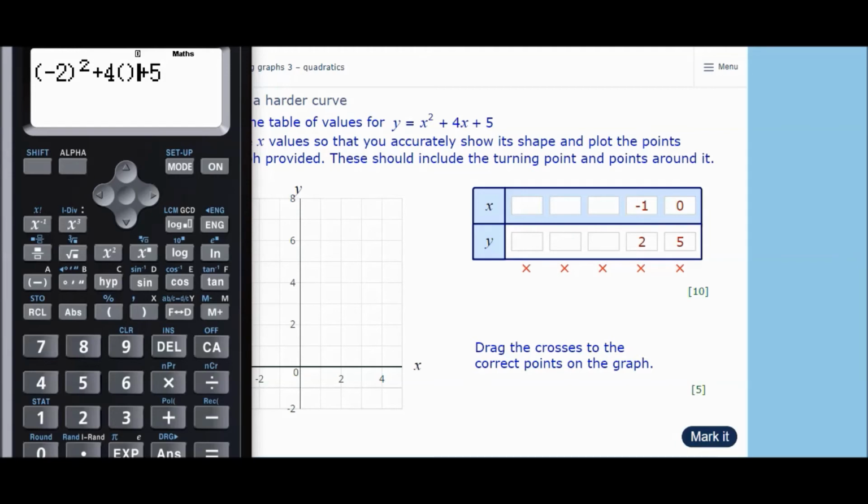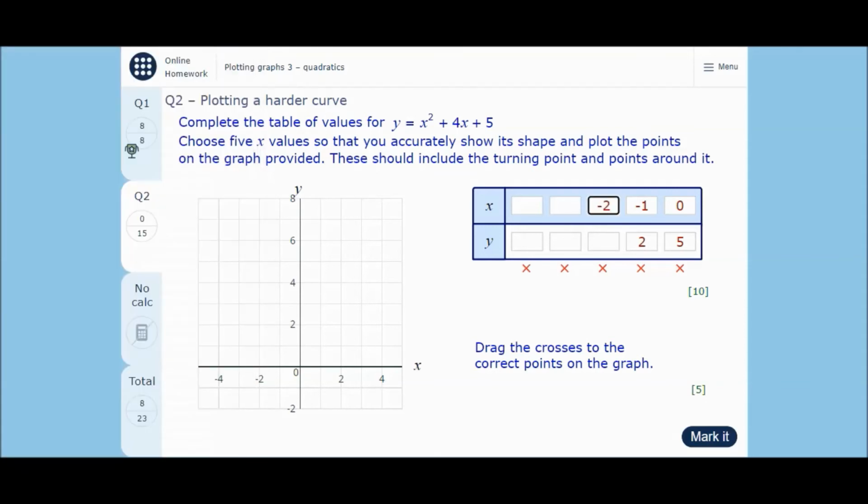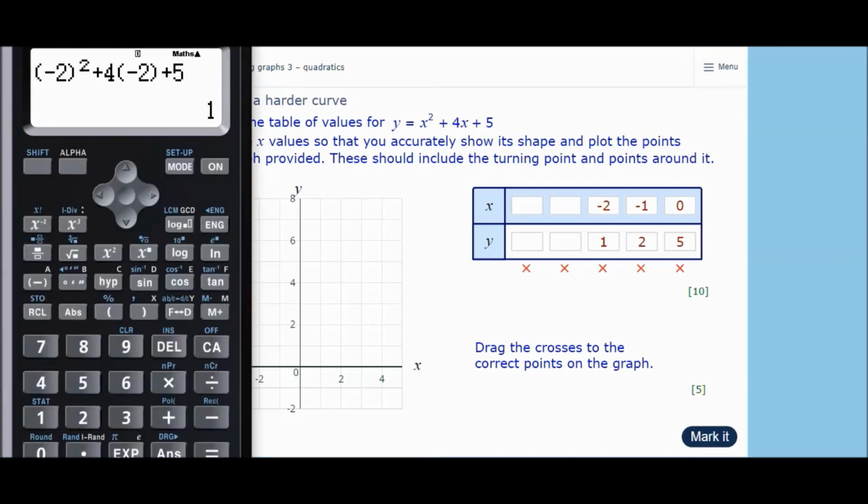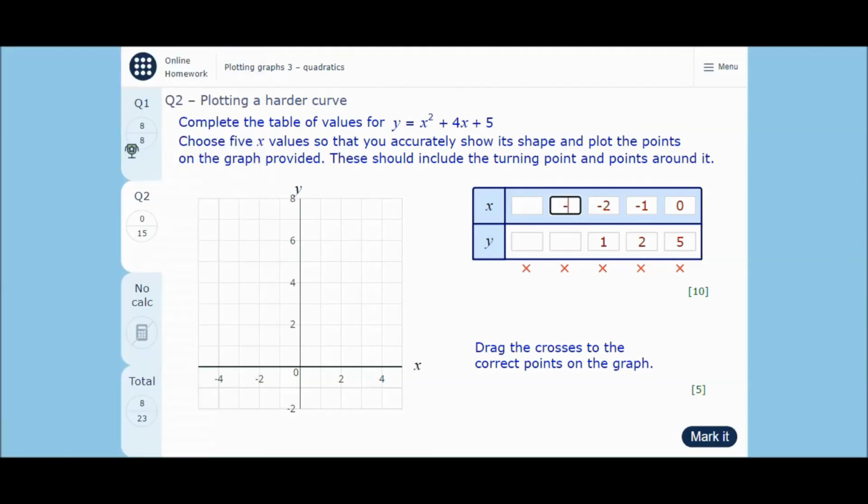-2 is going to give me a value of 1. So -2 will give me a value of 1. Next, what about -3? Now normally it would tell you which values of x to use, so this is a little bit strange when we work it out. Hopefully you can see -3 is going to be 2.